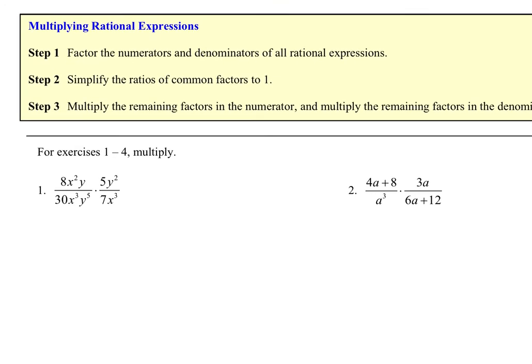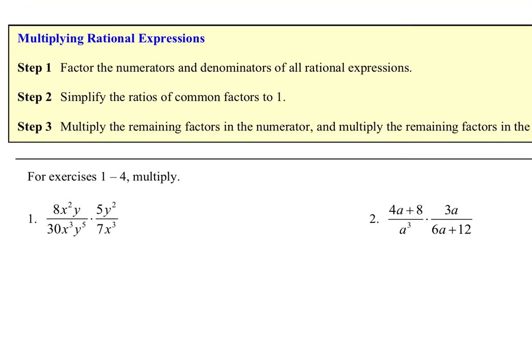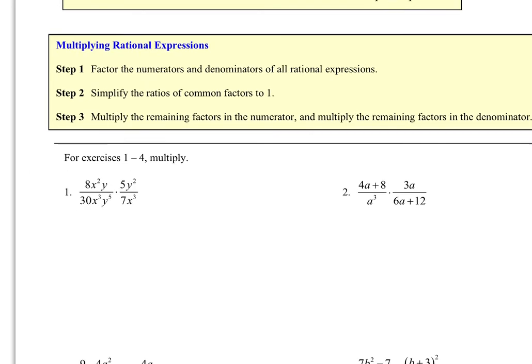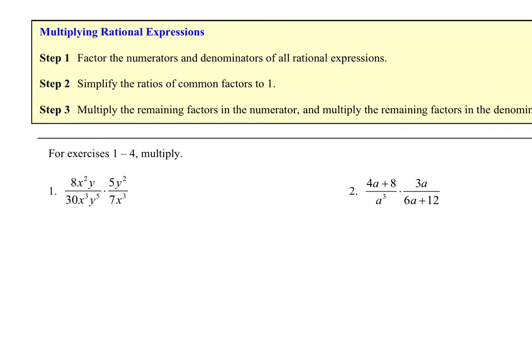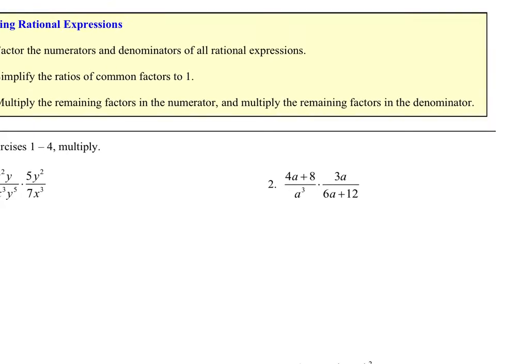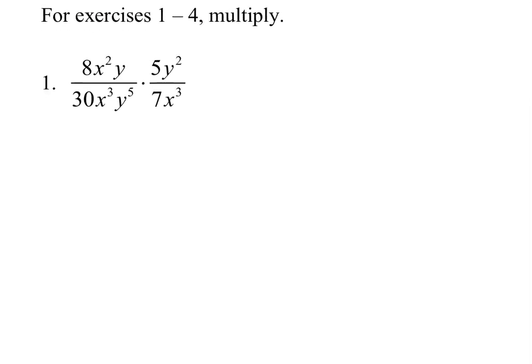In 7.2, we're multiplying rational expressions, and we have some steps for doing this. The first step is to factor out the numerators and the denominators. Once everything's completely factored out, I then write it as just one big fraction. If anything repeats in the numerator and the denominator, then we're just going to cross that out, and you can multiply the remaining factors, or you could leave it as it is in the factored form.